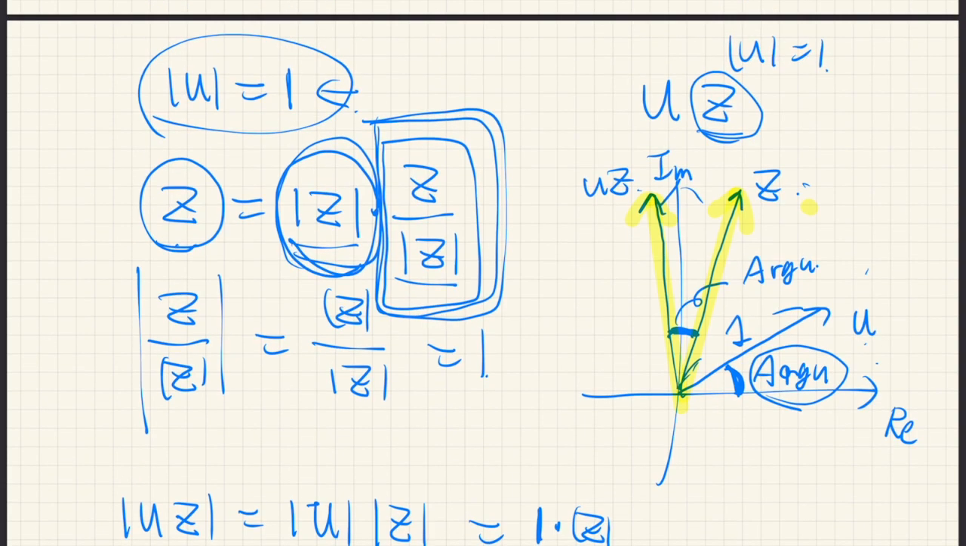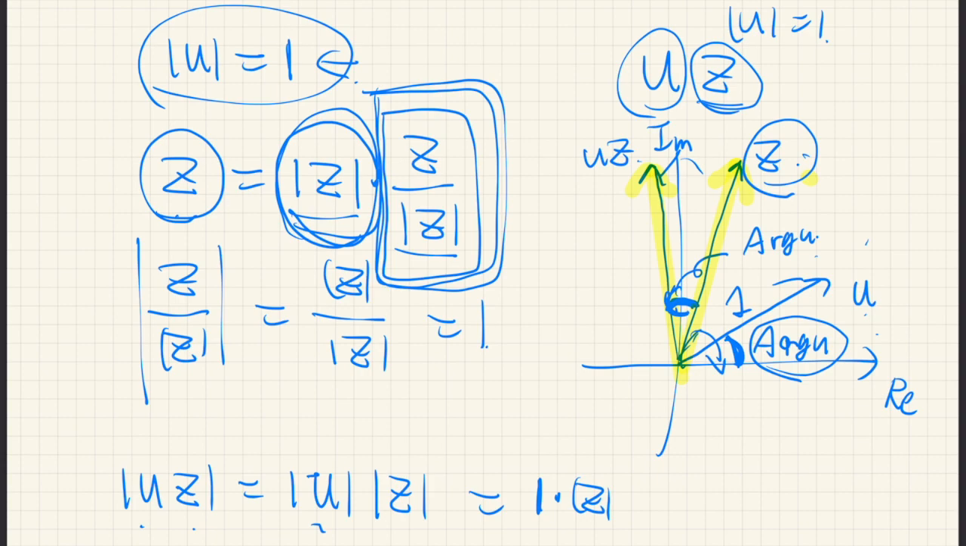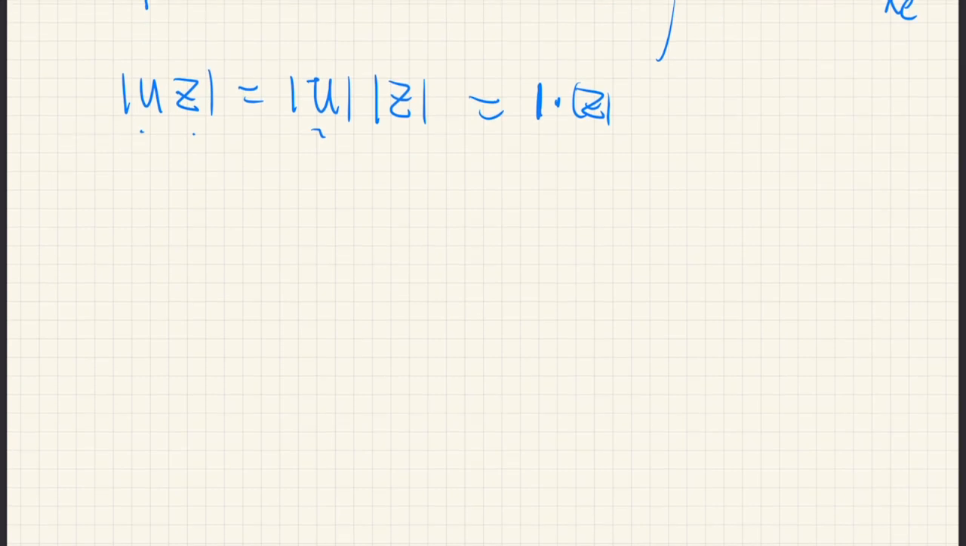So the effect of multiplying by u is to rotate this z by the argument of u in the counterclockwise way. Counterclockwise, so this direction, not the opposite direction, not clockwise, but counterclockwise. So that's what would happen. So let's state this as a theorem, and then we will prove it. Now let's prove this in steps.